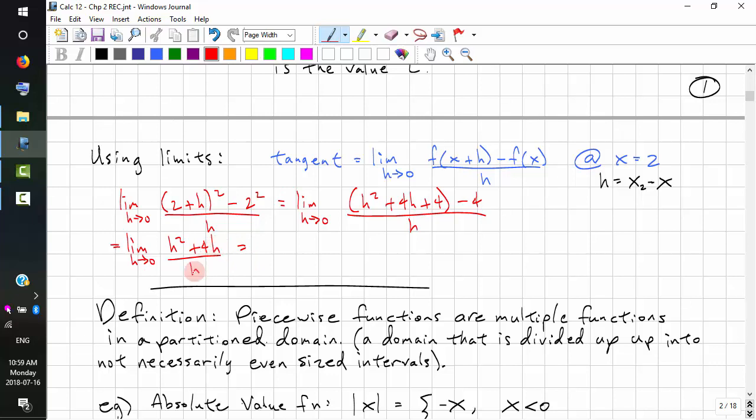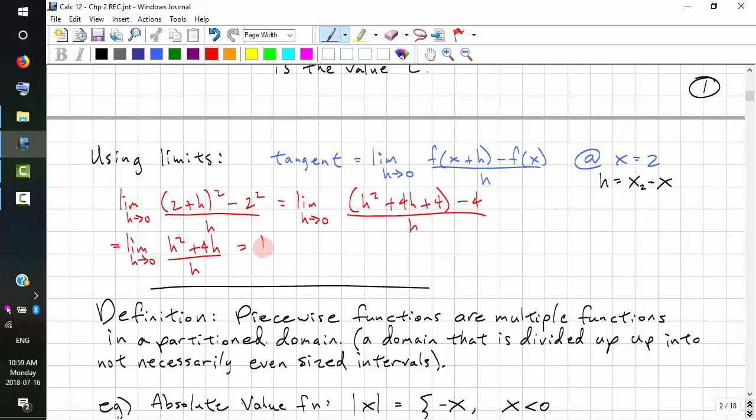And now we can cancel an h from each term. You can do this by factoring, or you can just see that there's an h in every term. That way we can cancel out. Normally we can't cancel out here because there's a plus sign, but because we know there's an h in every term, we can do that.